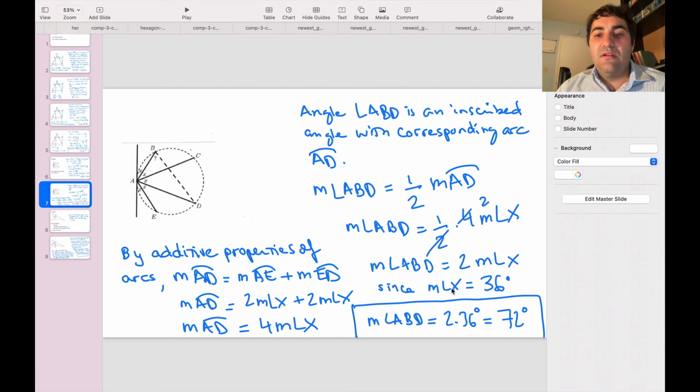So we know the measure of angle X is actually 36 degrees, right? That's one of the first things we solved. So the measure of angle ABD is equal to 2 times the measure of X, which is 36 degrees. So measure of angle ABD equals 72 degrees.